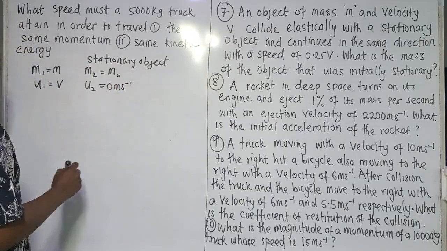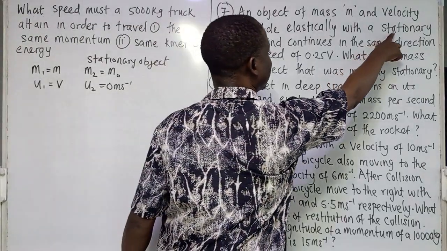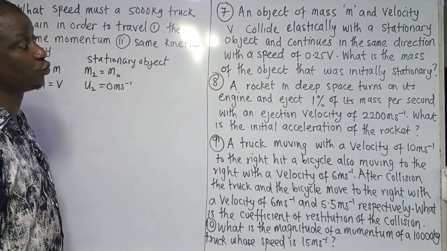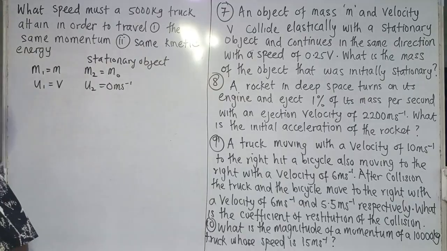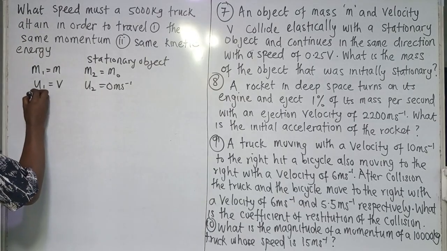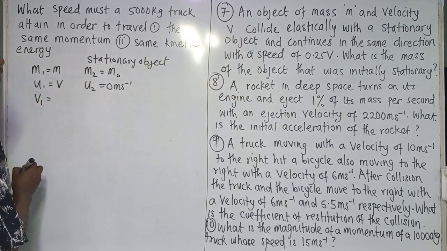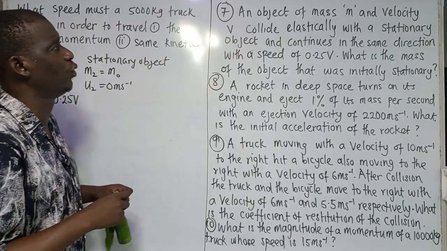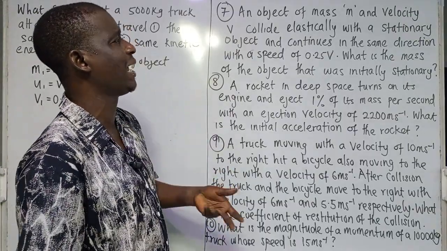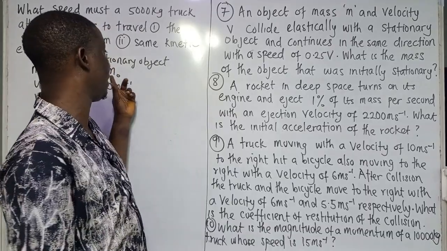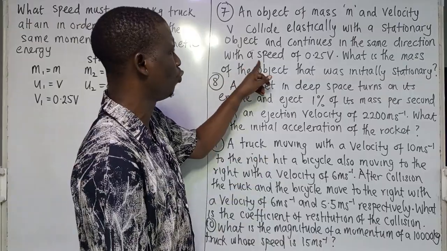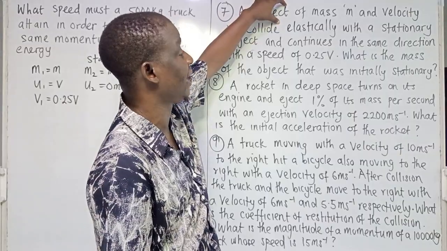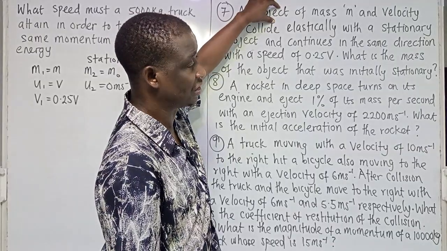Why did I take 0 for my U2? Because the body is stationary. Anytime a body is stationary, your initial velocity for that body is 0. But after collision, what happens to your final velocity of the first body? It continues to move with 0.25. You check the question: an object of mass m and velocity v collides elastically with a stationary object, which I have interpreted as 0, and continues in the same direction with the speed of 0.25. So which object is continuing with 0.25? This object, not the stationary object.